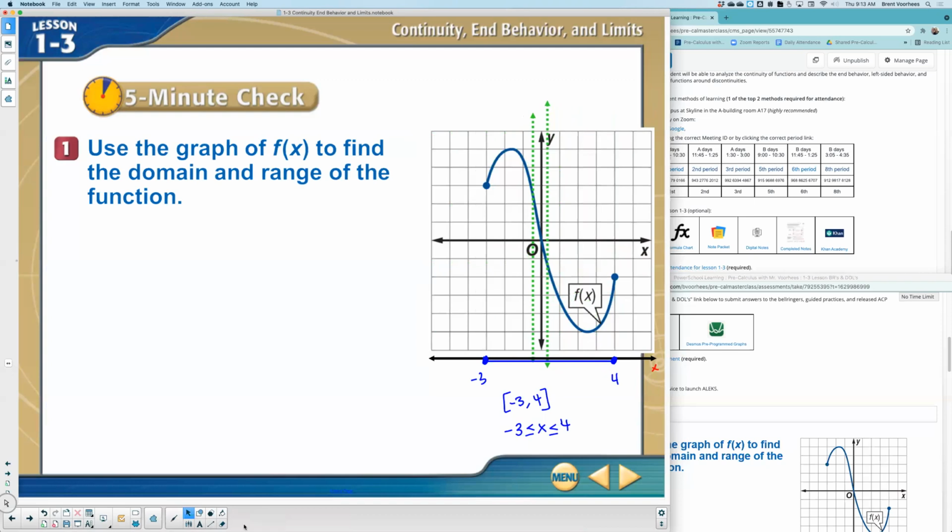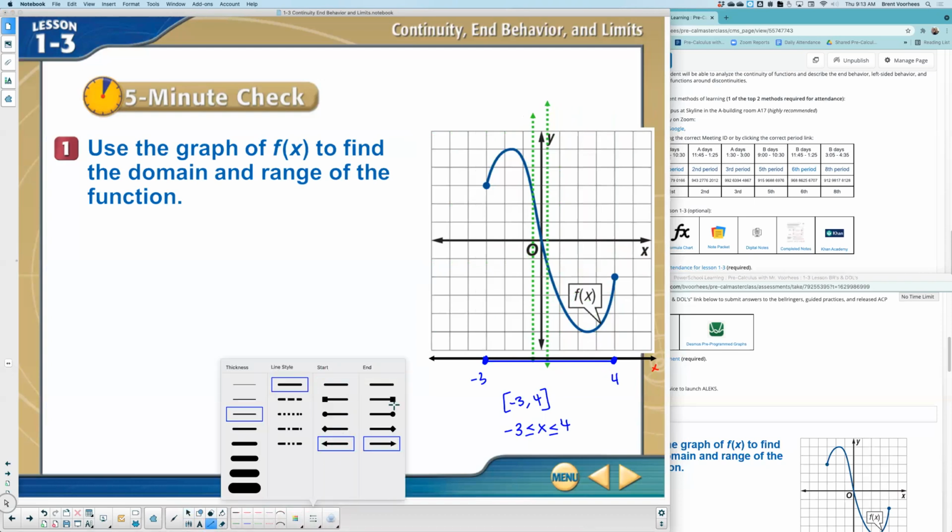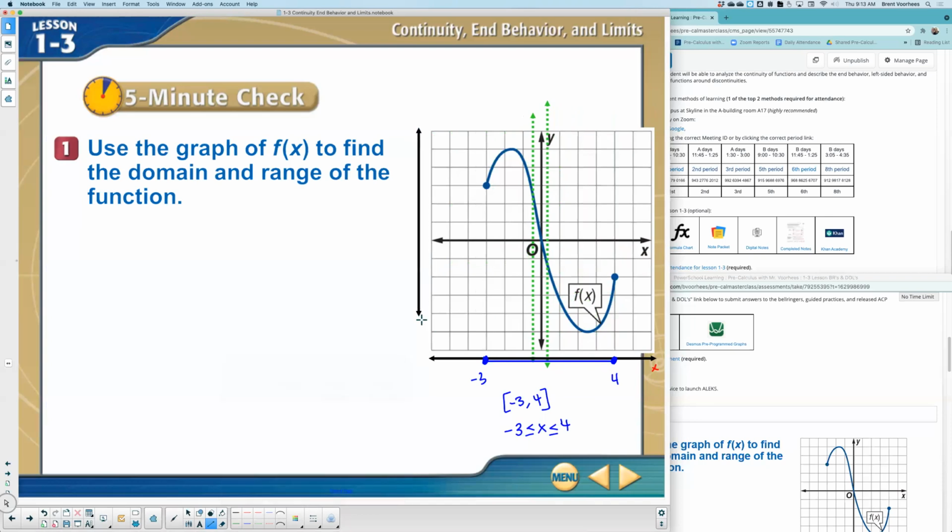So again, I'm going to do a little number line. This time I'm going to do it on the left side because that's where I got more space. It wouldn't really matter which side, but for range, it goes up and down. So this is going to resemble my y-axis, or the range, I should say.